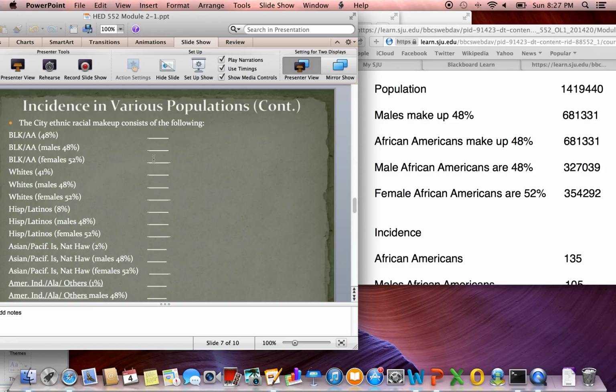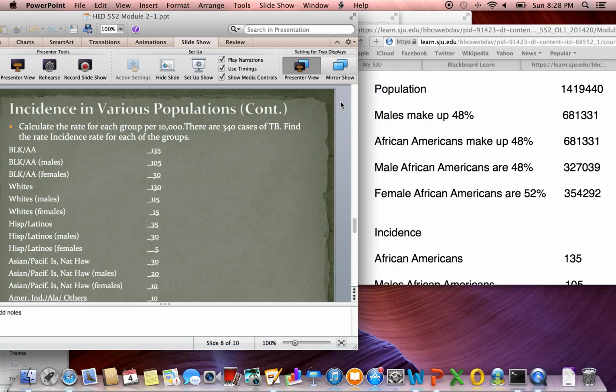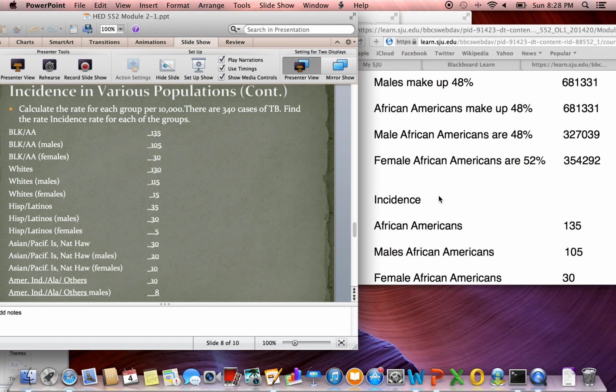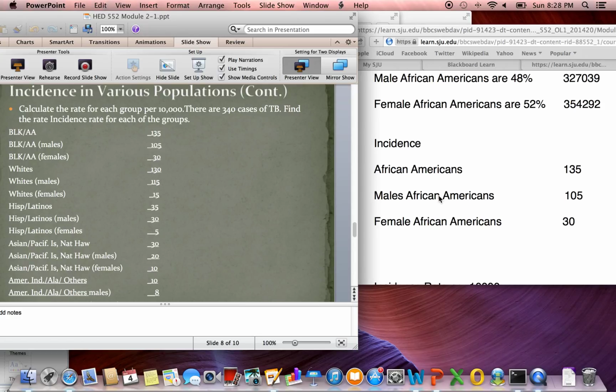All right, so from then, you can go through these and calculate out the rest of these numbers for these different ethnic groups. Next, we're given the number of new cases of tuberculosis for each one of these groups. We're told that there are 135 African Americans, 105 male African Americans, and 30 female African Americans that have all been infected with tuberculosis.